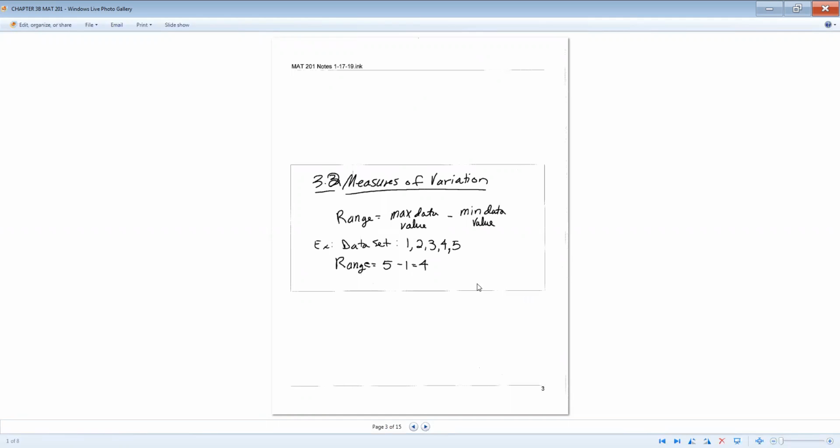Measures of variation. Your range is just your max data value minus your minimum data value. So if we have a data set of 1, 2, 3, 4, 5, we would do 5, which is the largest data value, minus 1, which is our smallest data value, and that would be 4. This is something we would use to compare groups of data, or data sets. We would talk about the range of data.